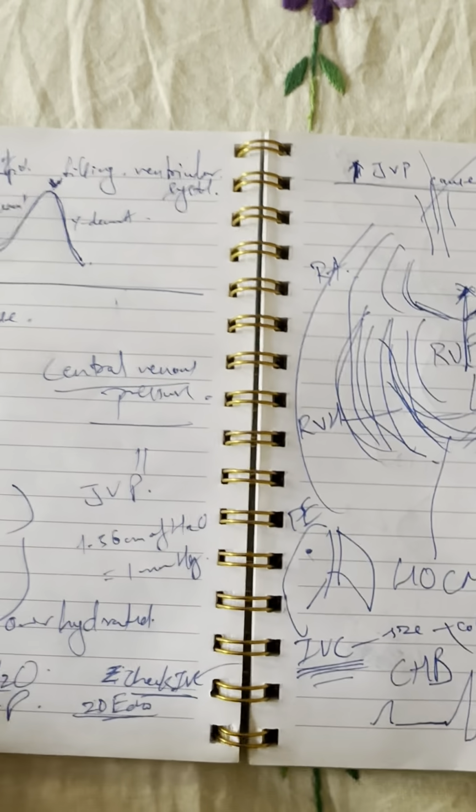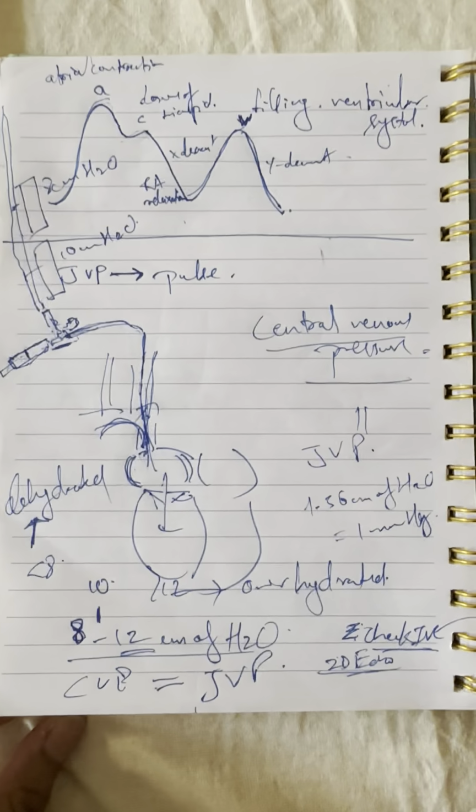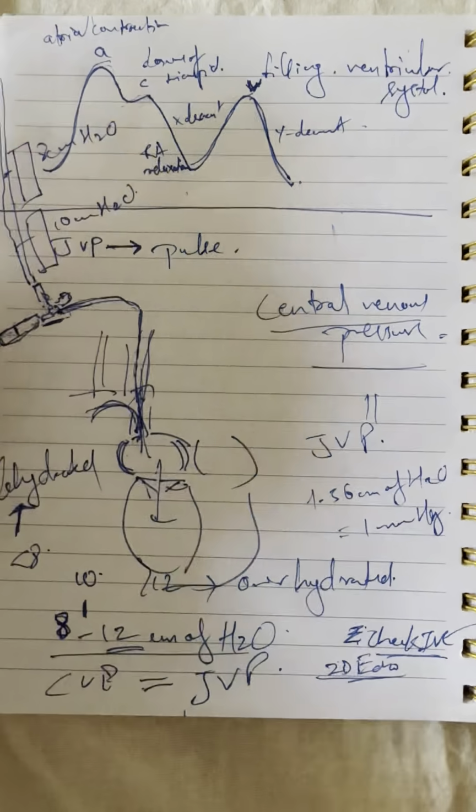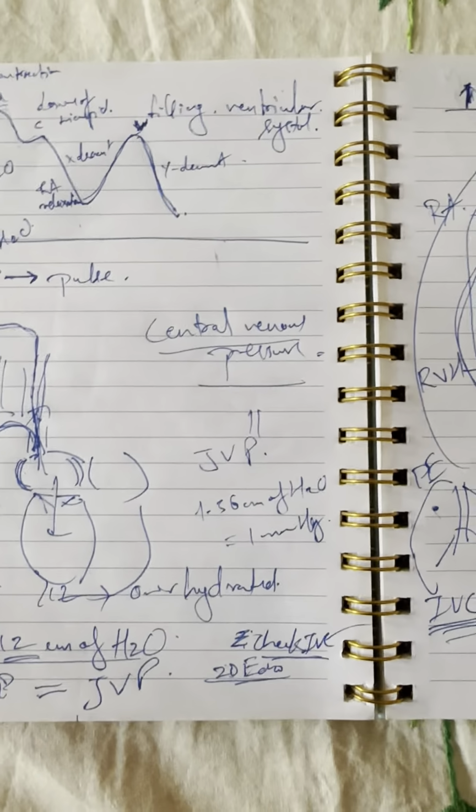This is a basic overview. There are definitely more causes wherein we have abnormal JVP. If you want, we'll cover them in another video in more detail. But this was a basic overview and some important conditions that I mentioned.